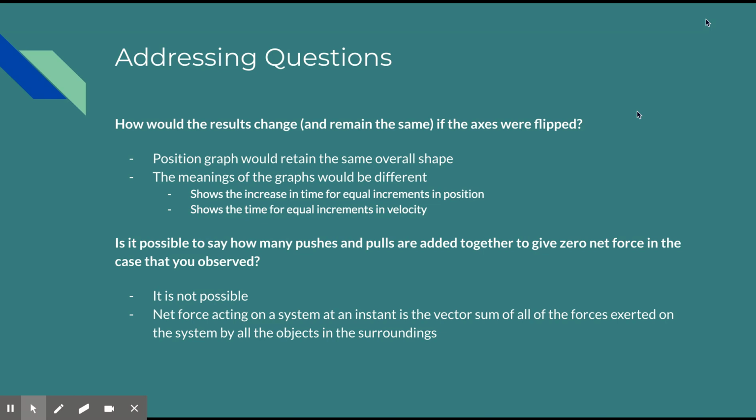Is it possible to say how many pushes and pulls are added together to give zero net force in the case that you observed? It is not possible because net force acting on a system is the vector sum of all of the forces exerted on the system by all the objects in the surroundings. Since we do not know information about the surroundings, we only know about the system, and therefore we would need more information.